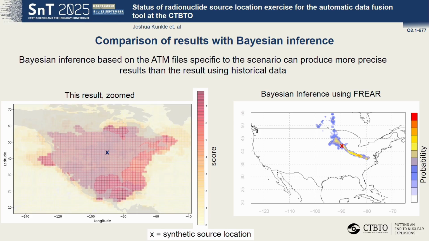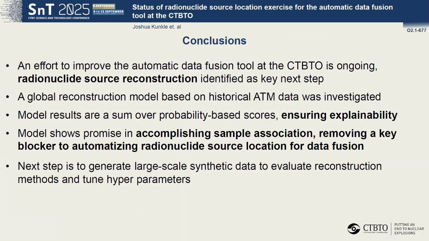So this has now laid out a procedure for doing this. This is a first step in how we can improve the automatic data fusion tool through radionuclide source reconstruction. This global model gives you an easy way to make an explainable, let's say, first guess, and then we can go further and ask, okay, what is it telling us? We can put it into other tools, and it potentially removes a blocker to automating our source location.